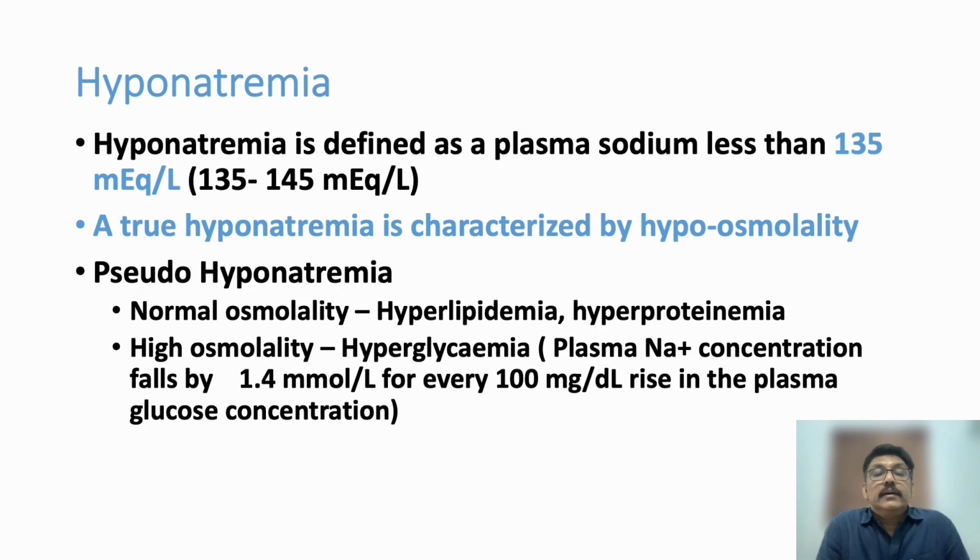You can calculate the corrected sodium by this formula. For every 100 milligrams per deciliter of glucose above the normal value, you have to add 1.4 to the sodium level you are getting in the lab investigation, so that the corrected sodium will be higher. If it is 400, then 4 times 1.4 can be added to your basic sodium level, so that we can see the actual sodium level has increased to normal.